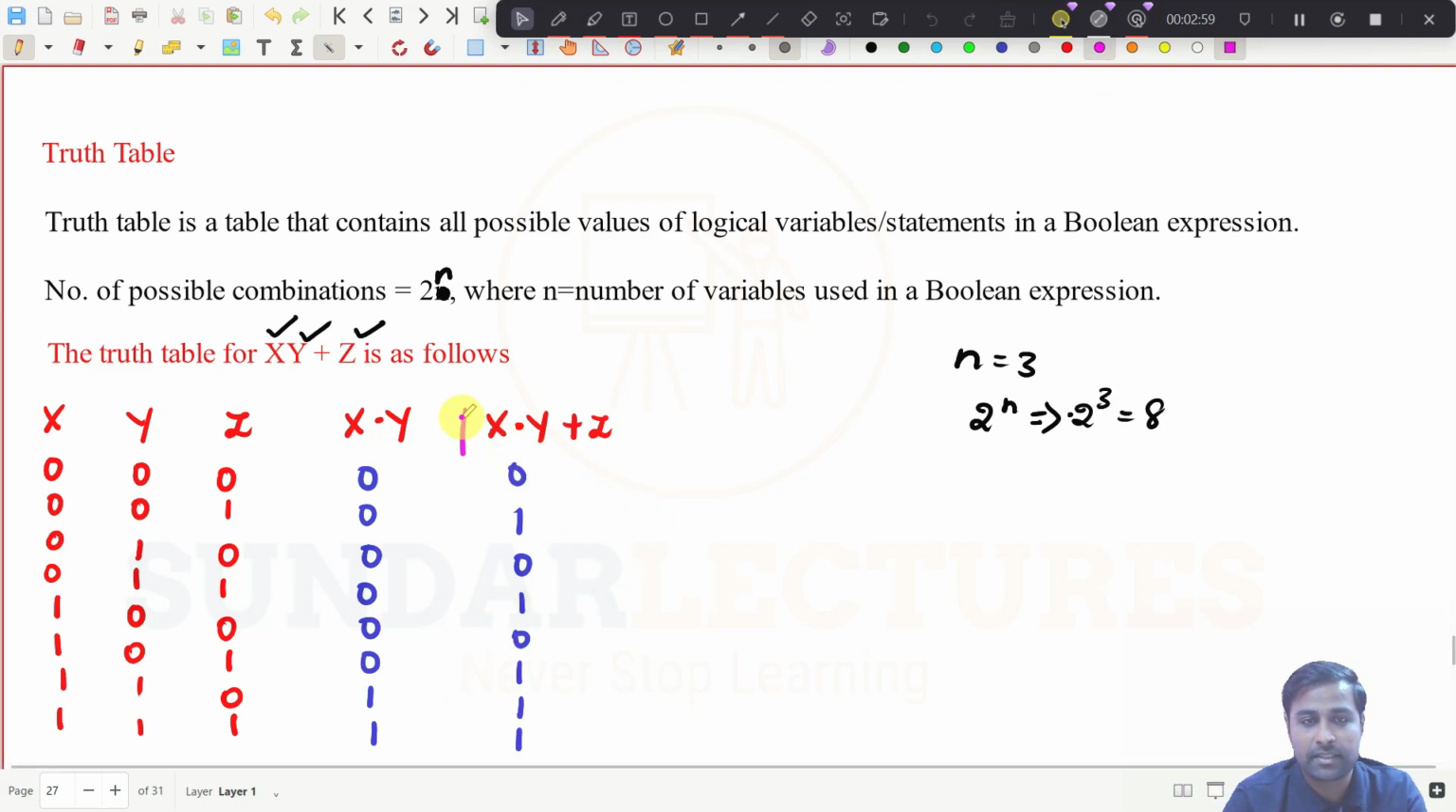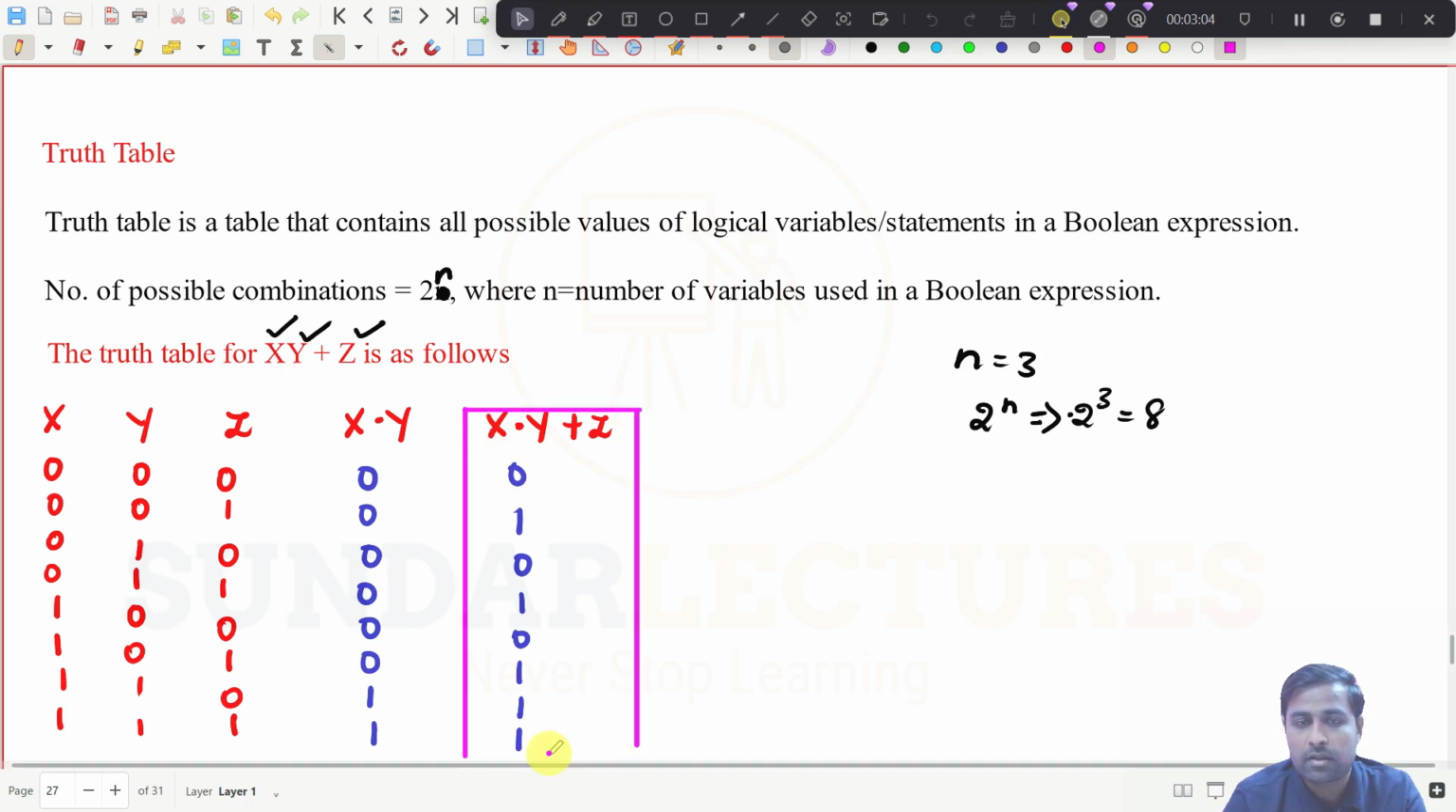This answer is the final answer for the exact output. So the output will be, if 0, 0, 0 has been given, the output will be 0. If 0, 0, 1 is given, because there are 3 different variables, so you can give 8 combinations, the output becomes 1. Likewise, if 1, 1, 0 has been given, the output will be 1. So this is the meaning of a truth table.